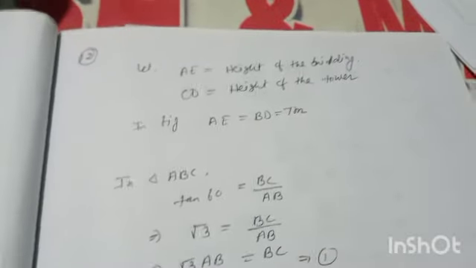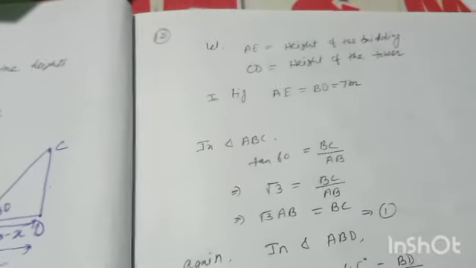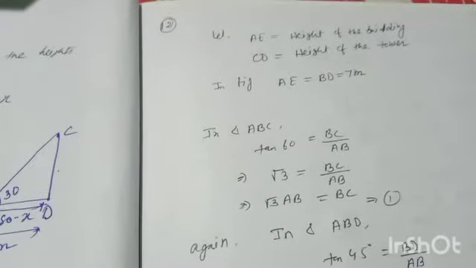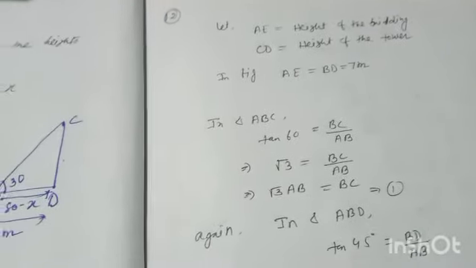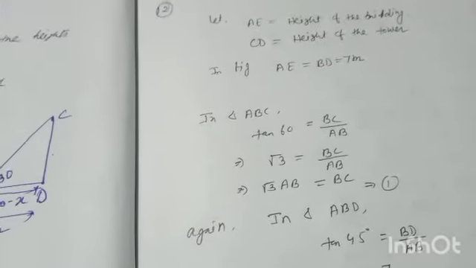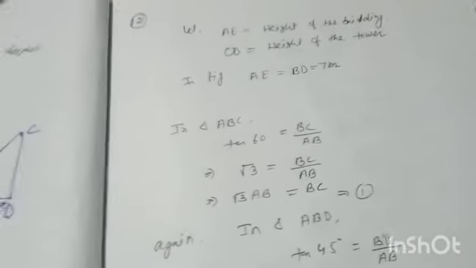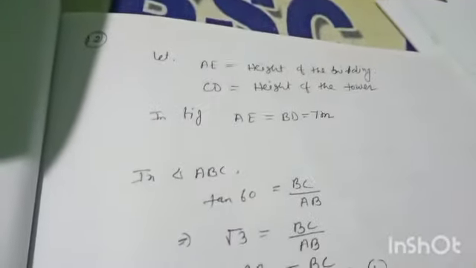Question number 12. It is given here, from the top of a 7 meter high building, the angle of elevation of the top of a cable tower is 60 degree and the angle of depression of its foot is 45 degree. Determine the height of the tower. Here, first time you are getting depression. It is not a matter.